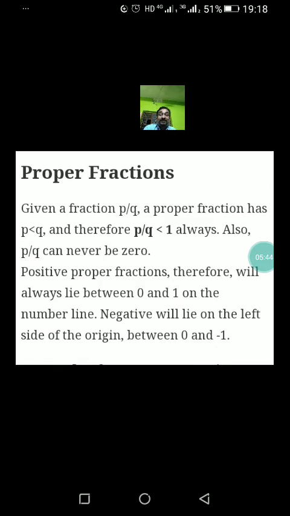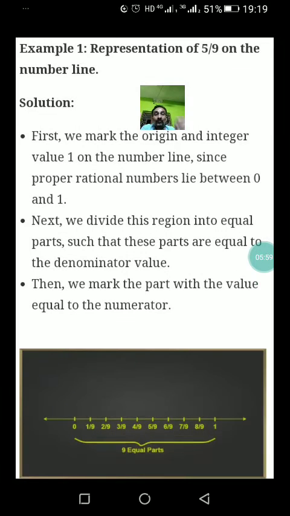A positive proper fraction, therefore, will always lie between 0 and 1 on the number line. A negative one will lie on the left side of the origin between 0 and minus 1. Now we have to represent 5 by 9 on the number line. In 5 by 9, 9 is greater than 5. It means 5 by 9 is a proper fraction. Let us see how to represent proper fraction 5 by 9 on the real number line.